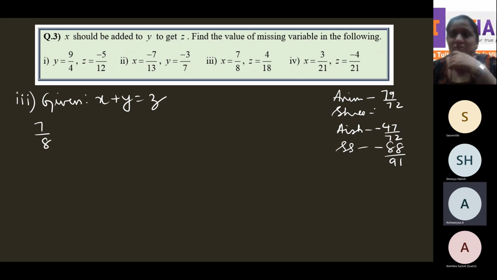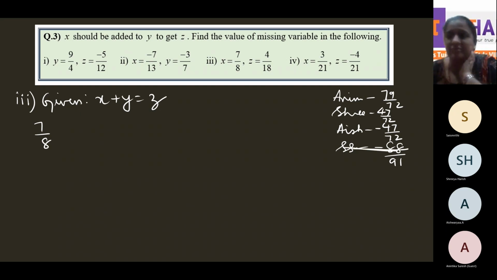47 by 72. Just 47 or minus 47? Just 47. Okay, same. Yathin, I'm removing Sai Smriti's answer because she said that was the second one. Okay, now 7 by 8 plus y is equal to 4 by 18.